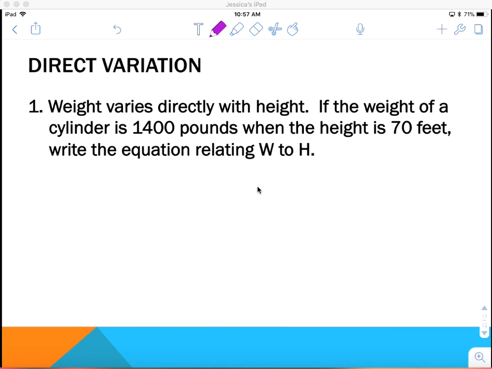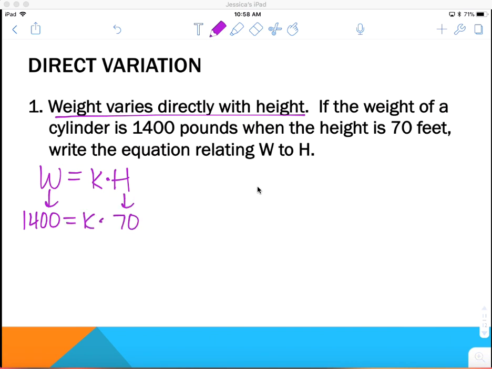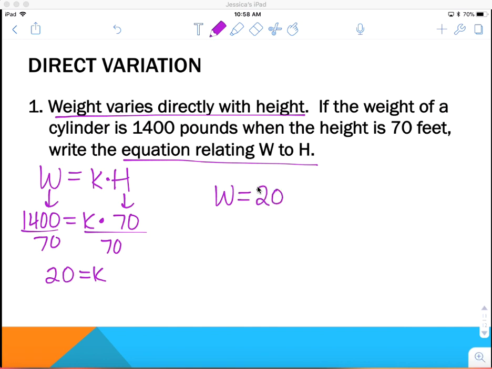On this problem, the weight varies directly with the height. So W is K times H. If the weight is 1400, when the height is 70, I need to figure out what my constant is. To do this, I'm just going to divide both sides by 70, and my constant is 20. I'm not finished though. It wants an equation relating W to H. So my final answer is W equals 20H.